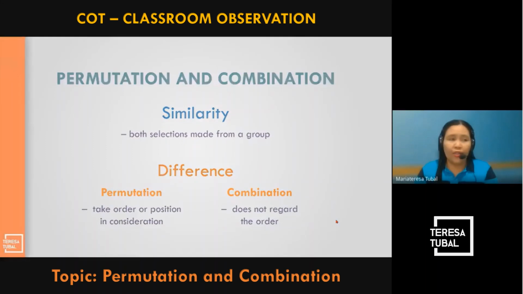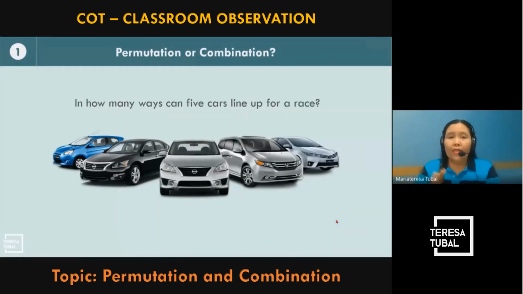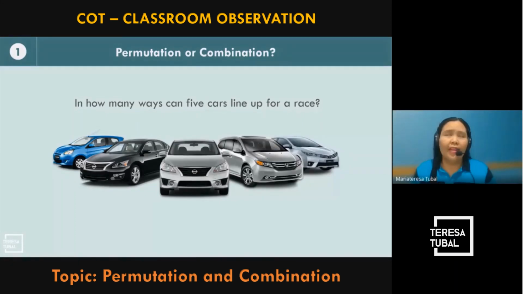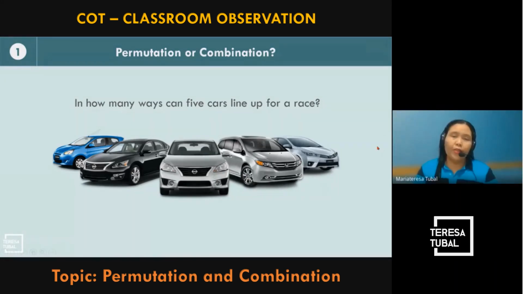Let us see in the next examples, can you distinguish the permutation and combination? Number one, in how many ways can 5 cars line up for a race? Hazel, what do you think? A permutation or a combination? Permutation. Why permutation? Because of the order. Okay, so order or position matters. If that is the case, that is a permutation.